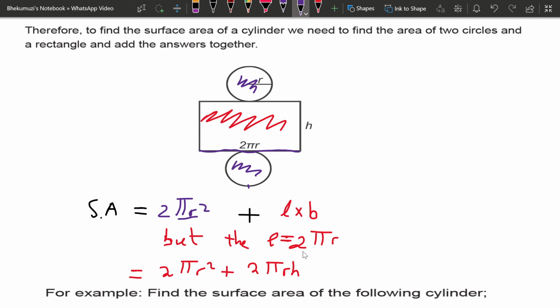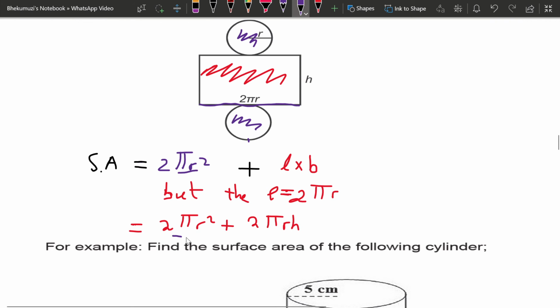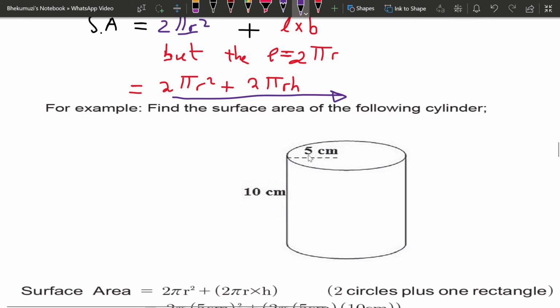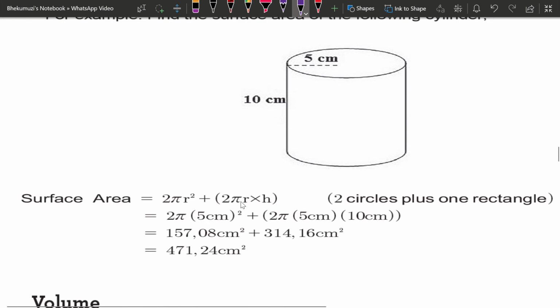And that's why we would find that our final formula when we're looking for surface area is 2 pi r squared plus 2 pi r times h, which is the height of the cylinder, right? And here's an example where we have the height and the radius. And so when we look at that, then we multiply and we find the answer quite easily, right?